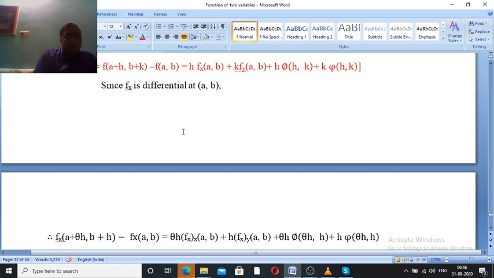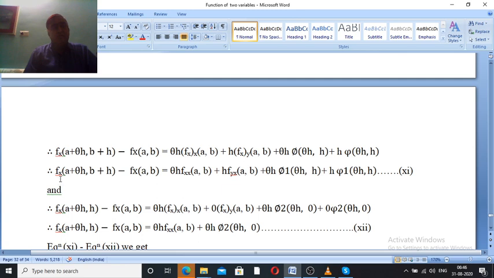Here f_x at (a,b). But here f_x. Therefore f_x of x at (a,b) plus k times. What is here? Instead of h, instead of k here h. θh f_xx at point (a,b) h f of x with respect to y at point (a,b) plus θh φ(θh, h) plus h ψ(θh, h).